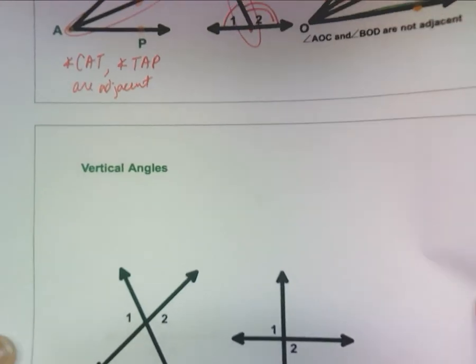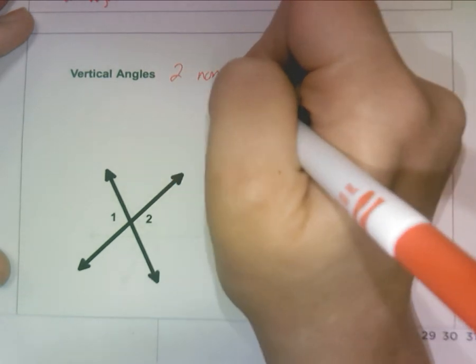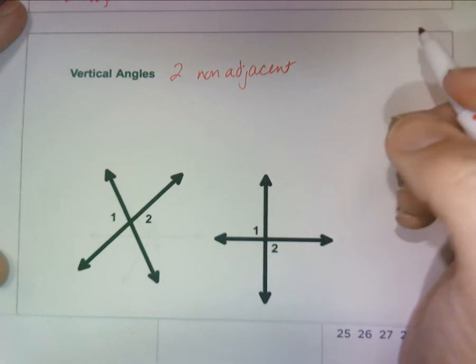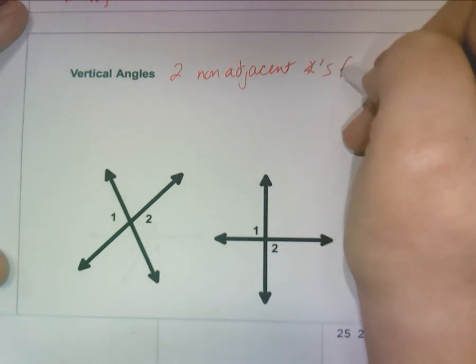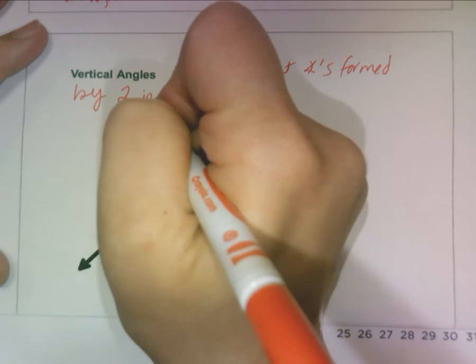All right, vertical angles are two non-adjacent angles, now they're not next to each other, formed by two intersecting lines.